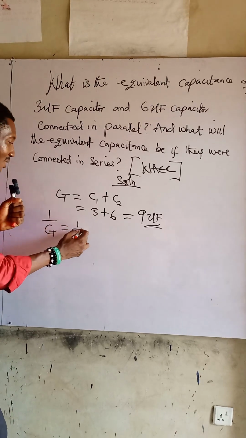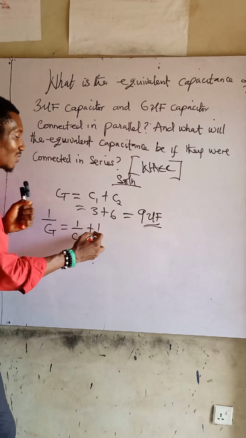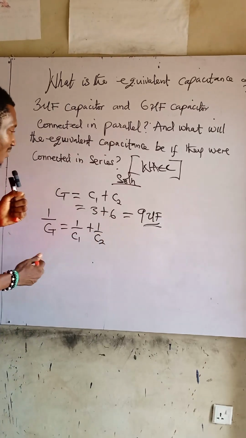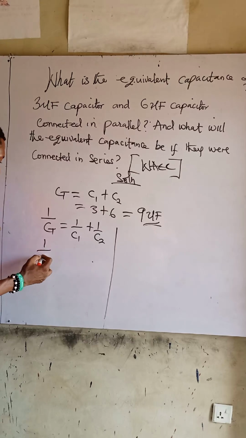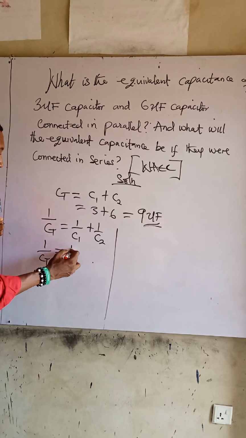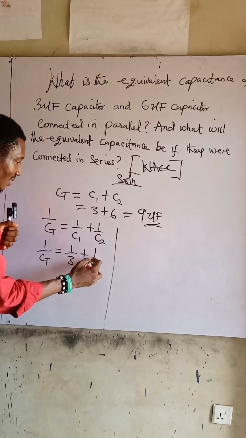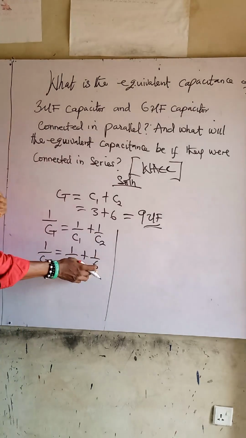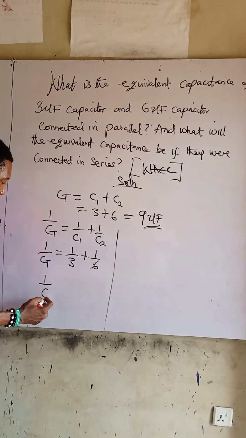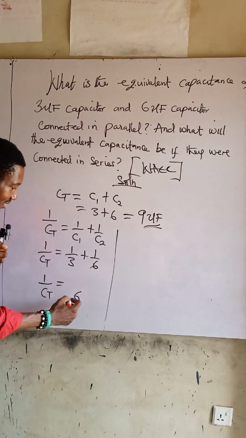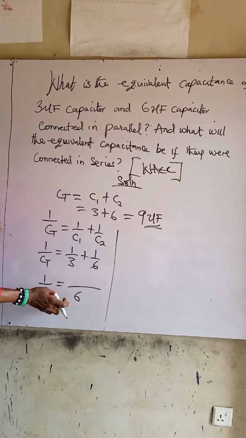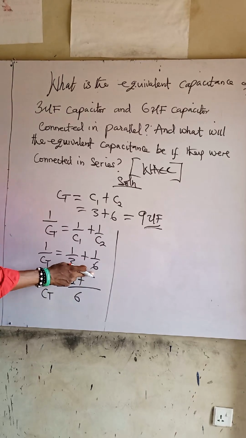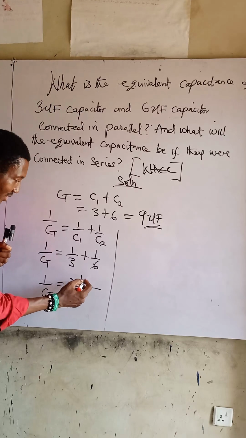For effective capacitance in series, it's inverse. That will be 1 over capacitance 1 plus 1 over capacitance 2. So 1 over effective capacitance equals 1 over 3 plus 1 over 6. Remember, these are numbers with unlike denominators. So 6 is the LCM of these two. 6 divided by 3 is 2, so 2 times 1 will be 2. And 6 divided by 6 is 1, so 1 times 1 is 1.